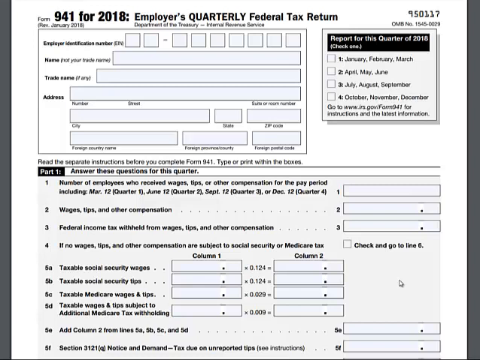to examine Form 941 line by line. Form 941 is the employer's quarterly federal tax return. Employers are required to complete and submit the return on a quarterly basis. Wages, employee taxes, and employer taxes are all reported on this form.